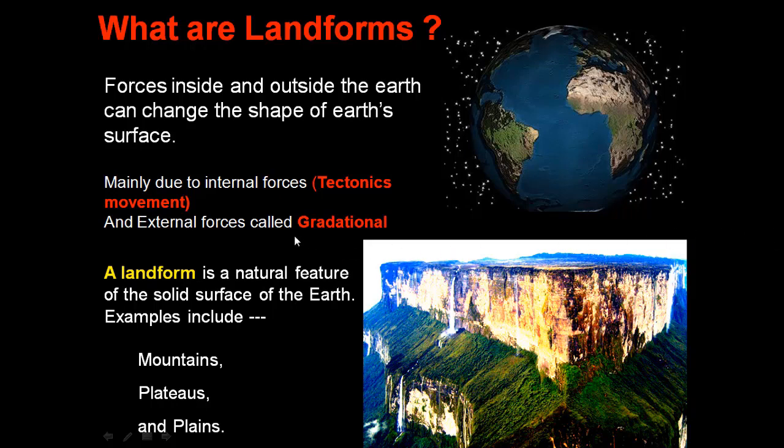At the same time, external forces, for example, gradational forces, are of two kinds: static forces like temperature, and dynamic forces. In static forces, temperature plays a very important role. They try to break the rock at the same place by weathering. And dynamic forces are mainly the agents of gradation like wind, water and ice. They also try to bring everything down by wear and tear and by the process of erosion. Altogether, they try to bring these features down by erosion and weathering, and they give birth to new landforms like plateaus and plains.